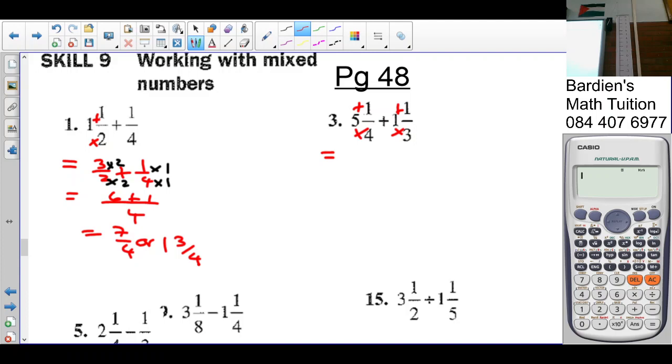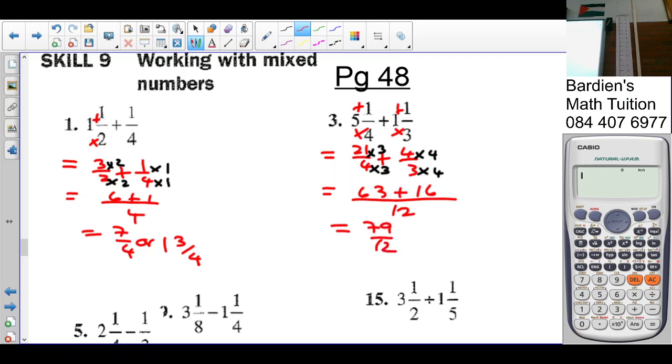Number 3, we're going to change this to improper fraction first. So 4 times 5 is? Plus 1 is? Over 4 plus 3 plus 1 is? 4 over 3. What's the LCM? 12. So you must multiply this by? 3. And this by? 4. So 21 times 3 is? 63. Plus 16. 63 plus 16 is going to give you an answer of 79 over 12.